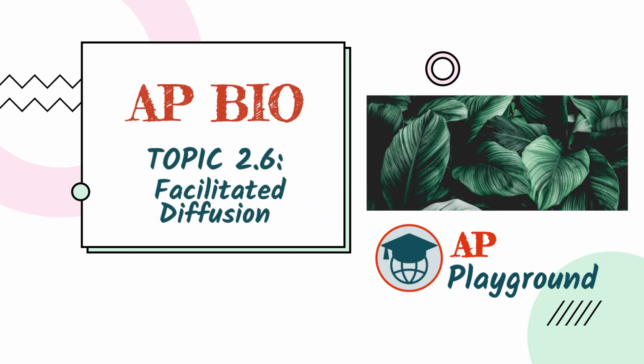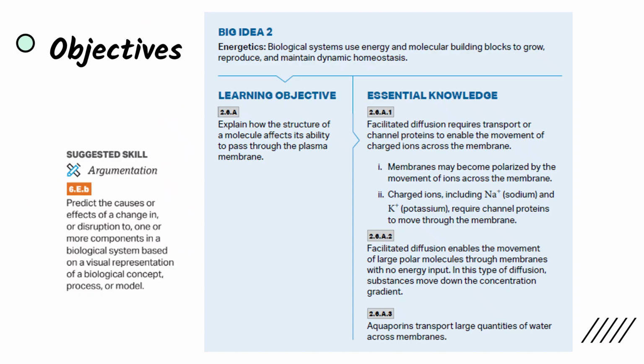Today we're covering topic 2.6, Facilitated Diffusion. We've talked about membrane transport as a whole, but now we're going to be talking specifically about facilitated diffusion and how the structure of a molecule affects its ability to pass through the plasma membrane. And so we'll be talking about membranes becoming polarized, about charged ions, different kinds of membrane proteins that allow for facilitated diffusion, and also aquaporins.